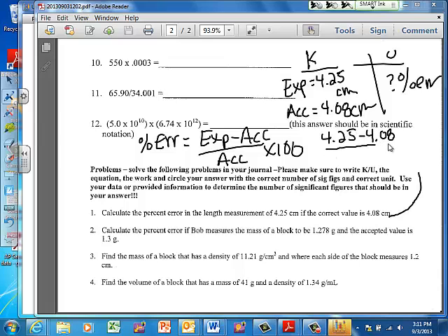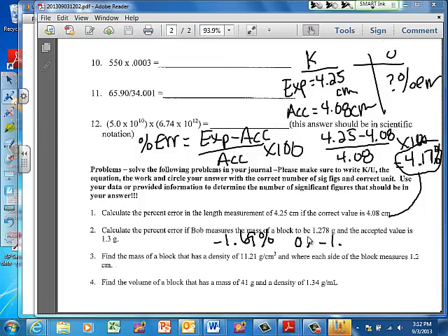So there's your equation. Then you got to plug and chug. So this is going to be 4.25 minus 4.08 over 4.08 times 100. Now the trick on the math here is make sure you do the subtraction first, order of operations. Okay, your final answer here should be 4.17%. 3 sig figs from your data or 2 decimal places, which is normally the way that I write that out. It's positive, so it means your experimental value was too high.